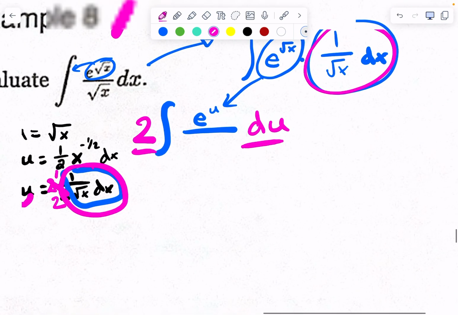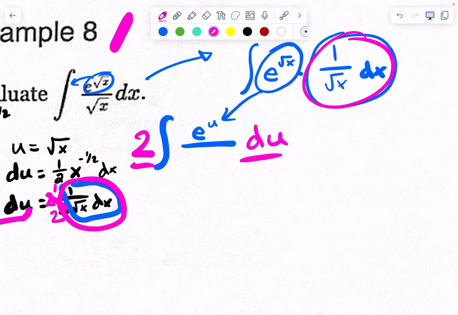Why is there no bottom and top? Because we canceled it out with the substitution. This guy's gone now. So I just have e to the u du.